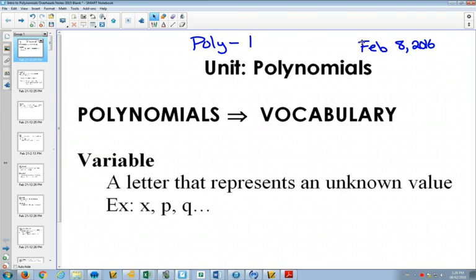In mathematics, in algebra, we use a variable to represent something we don't know. So we don't know the value of it. And we usually use the letter x as the most common letter to represent it. Sometimes we use a variable to represent something that we can figure out, and sometimes we just use a variable to represent something we don't know.